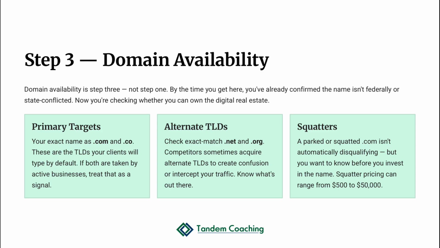I've watched a coach watch a competitor buy the .net version of her domain 6 months after launch and redirect it to a comparison page. Owning the alternates yourself runs $10 or $15 per domain per year and removes that attack surface entirely.